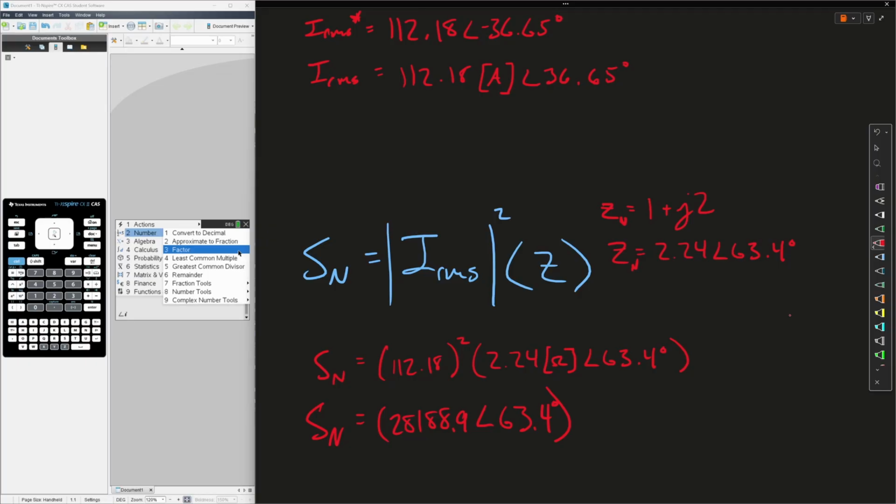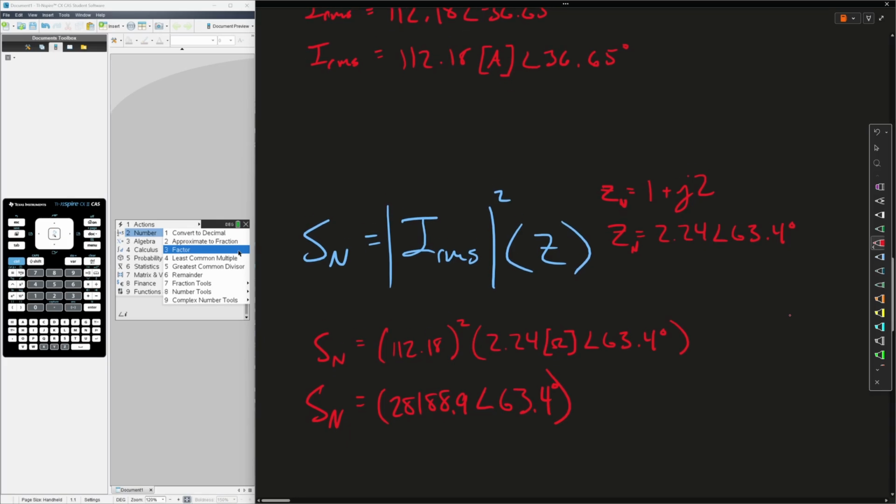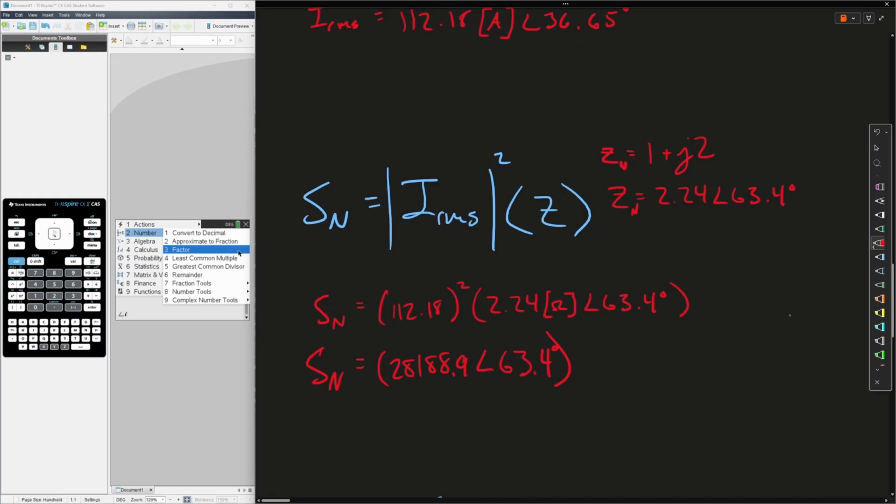And since this is the magnitude of IRMS squared, you would negate the phase angle of your IRMS, and you would just leave essentially the 112.18. And so 112.18 squared times 2.24 ohms, with a phase angle of 63.4 gets you the complex power of the network, which is 28,188.9 with a phase angle of 63.4 degrees.